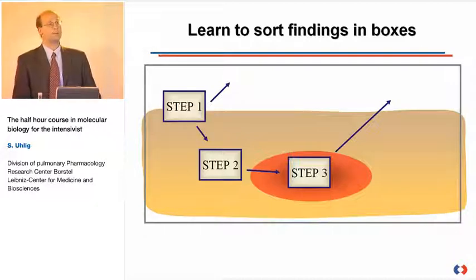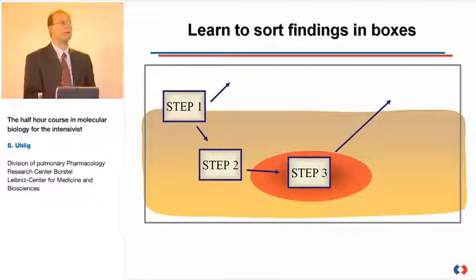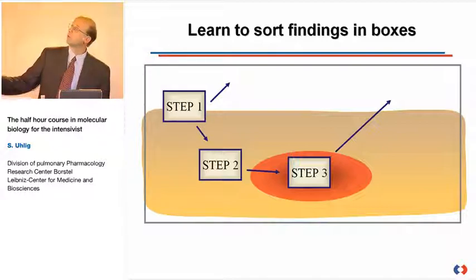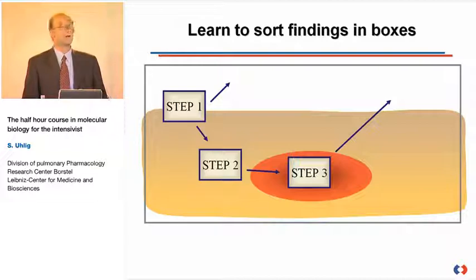If I try to grasp all these really puzzling details in molecular biology, it's always good to start with some boxes where you can put things in. This is a very easy kind of box scheme, where you just look at things starting at the plasma membrane. This could be receptors, but as you will see, also lipid rafts and caveolae.